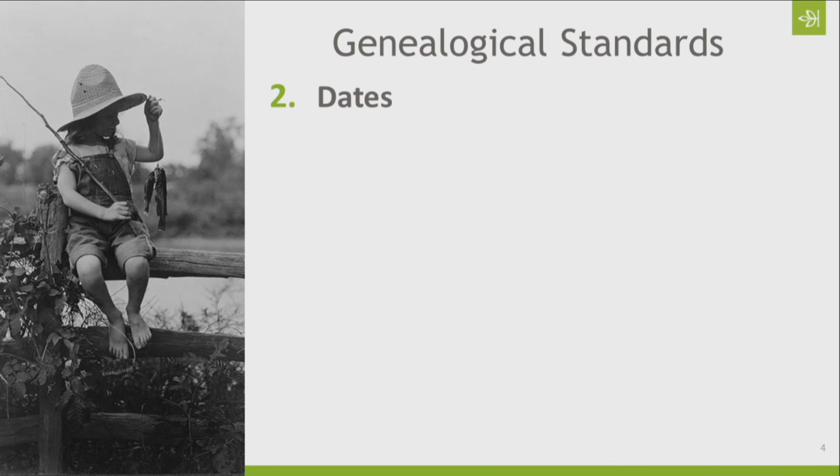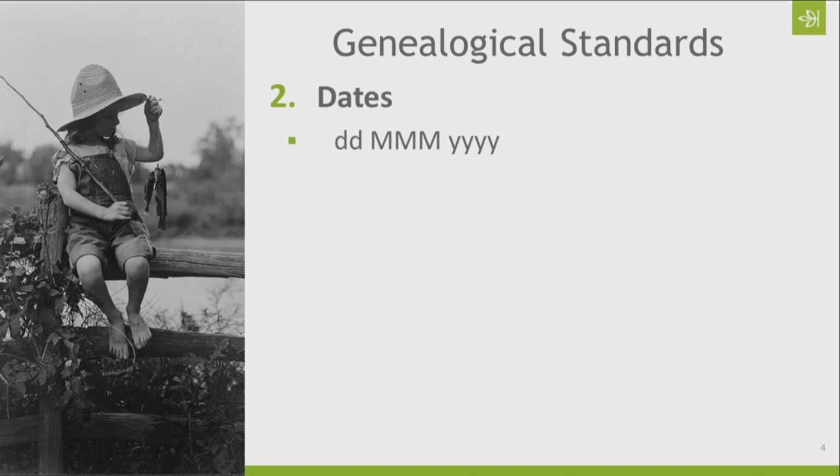Let's talk about dates. Dates are really simple. There is a standard for dates in genealogy, and that standard is the 2-character day, the 3-character alpha character month, and the 4-digit year. That's the way we write it. That's the way the computers recognize it. And there are reasons why we do it this way.